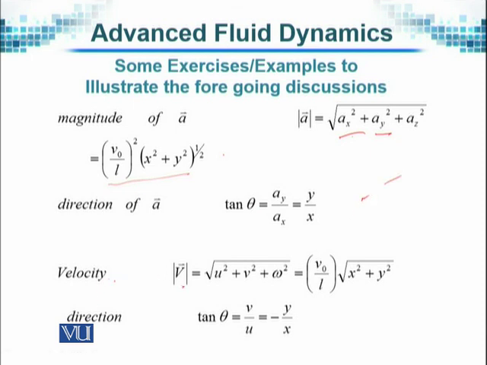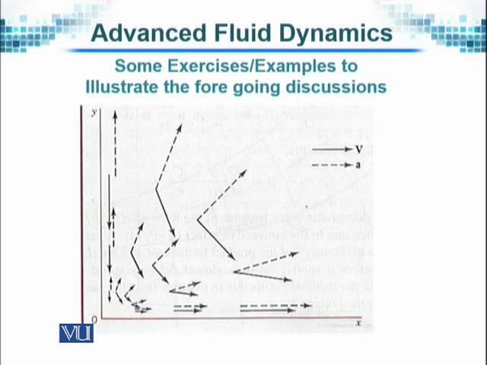The velocity vector therefore is this, and its direction is this. The acceleration is this, and the direction is this one. Tangent of theta is equal to y over x. And when we try to plot it, this is the acceleration field that we will observe.